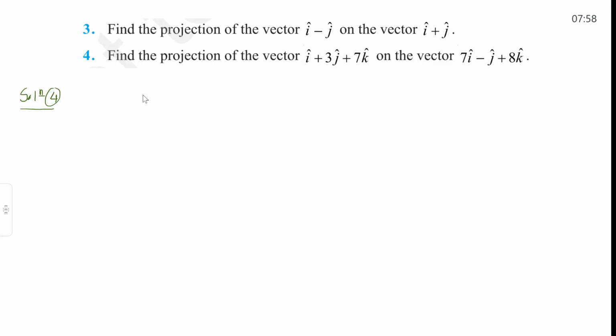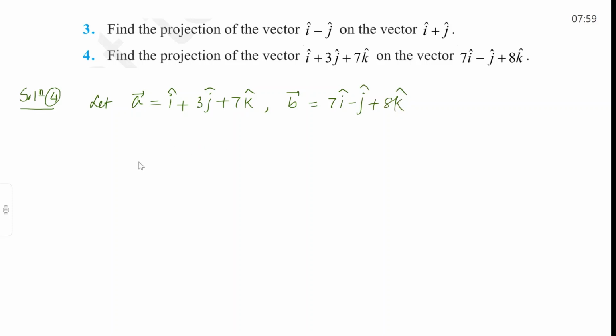So first of all, we take these two vectors as a bar and b bar. Let a bar be equal to i cap plus 3j cap plus 7k cap. This is a bar, and b bar is equal to 7i cap, then minus j cap, then plus 8k cap. These are the two vectors.